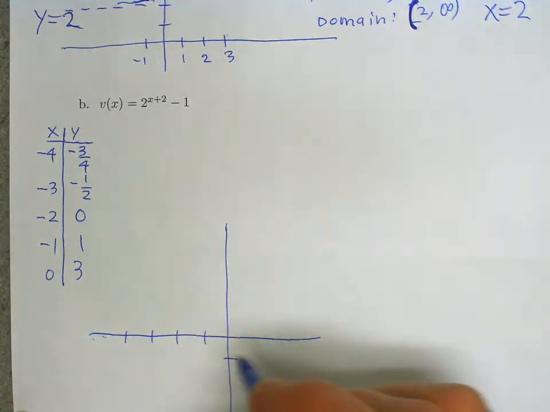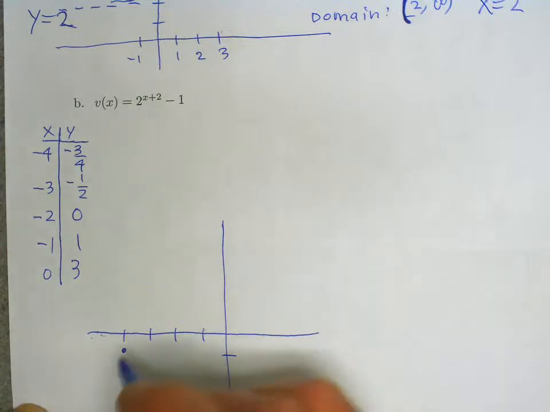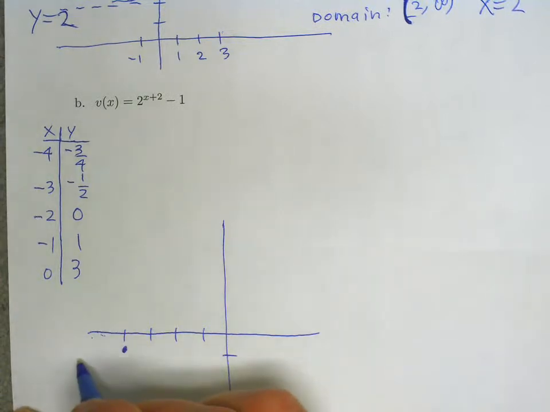Okay, so -4, -3/4 is about right here. I'll label those in a minute. We have a horizontal asymptote of y equals -1.